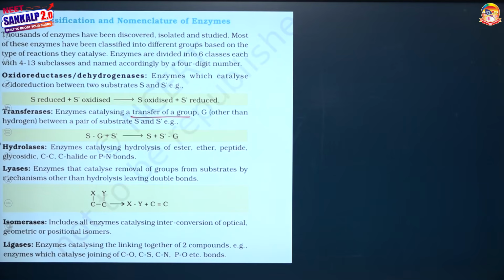Isomerases, we know very well, include all enzymes that catalyze interconversion, either optical interconversion or geometric interconversion or positional interconversion. Isomerases. Ligases, we have discussed in DNA replication. These enzymes catalyze the linking together of two compounds, carbon-oxygen, carbon-sulfur, carbon-nitrogen, phosphorus-oxygen, etc.